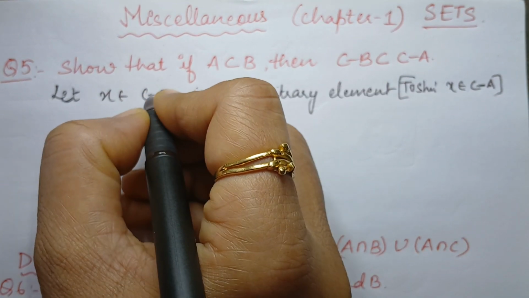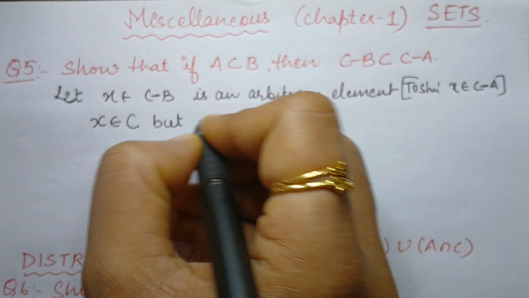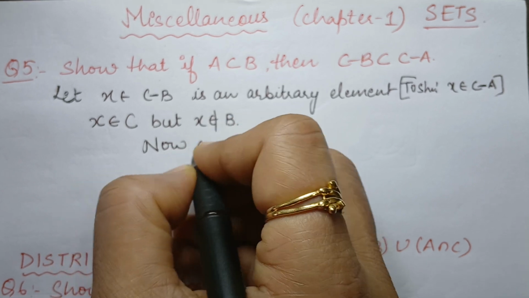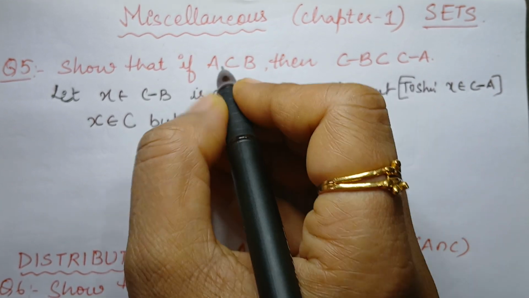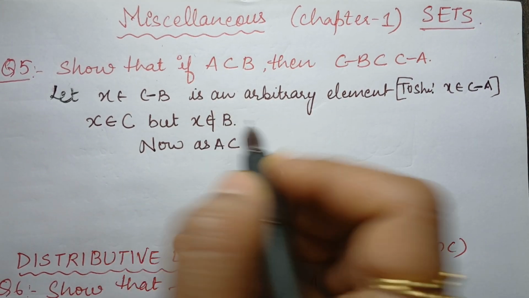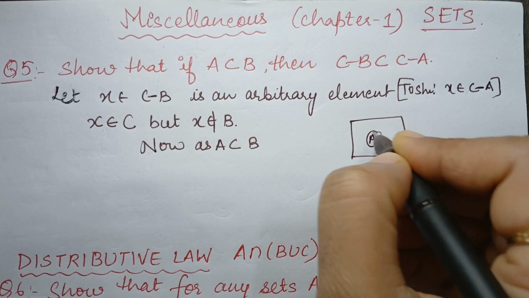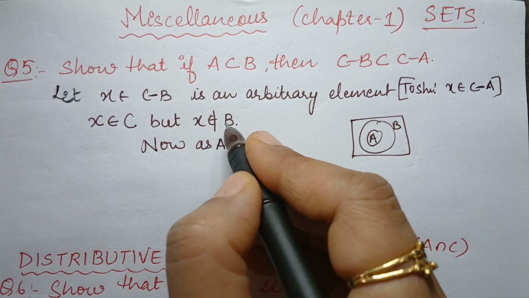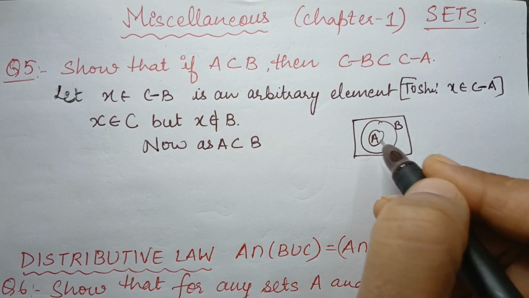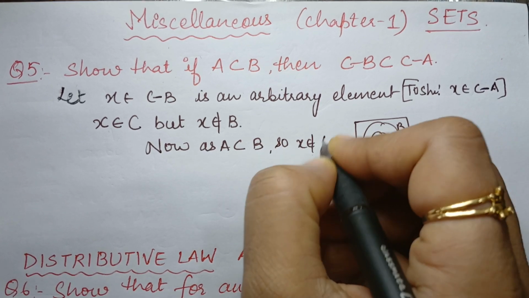So let us start. X belongs to C minus B. What does it mean? It means X belongs to C, but X doesn't belong to B. Now, it is given that A is a subset of B. Suppose it is like this: A is inside B. Now, if X doesn't belong to B, X is nowhere inside B. So X doesn't belong to A as well, because A is a subset of B.